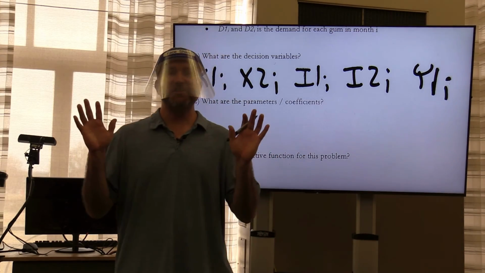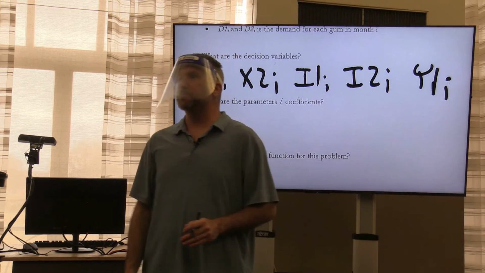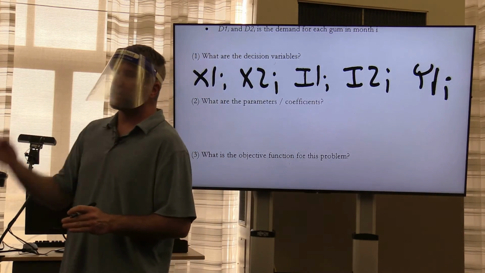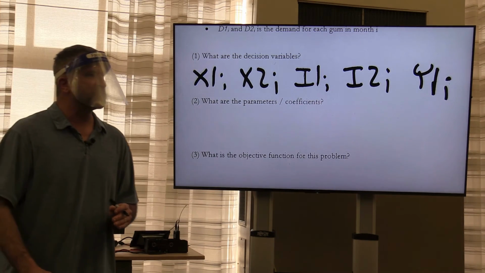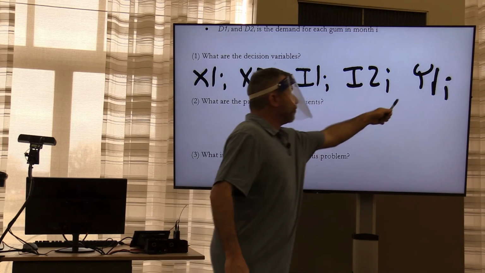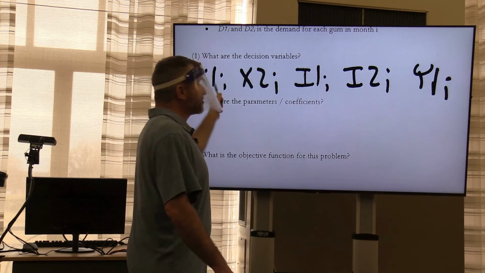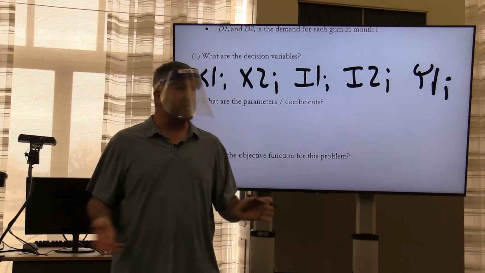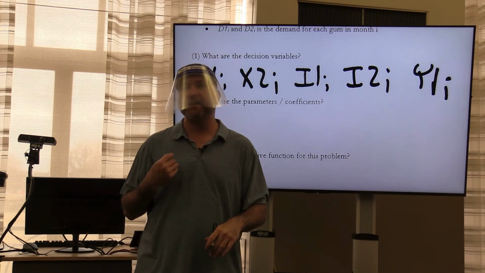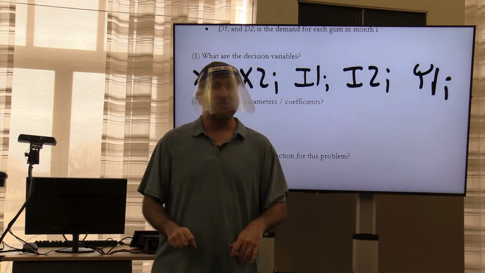So we're letting Excel decide: are we producing gum 1 in March? Are we producing it in April? In May? In June? In July? And we've got to set up the model such that Y1I equals 1 anytime X1I is greater than 0. We know that, but the spreadsheet doesn't know that, so we have to tell it in a constraint.